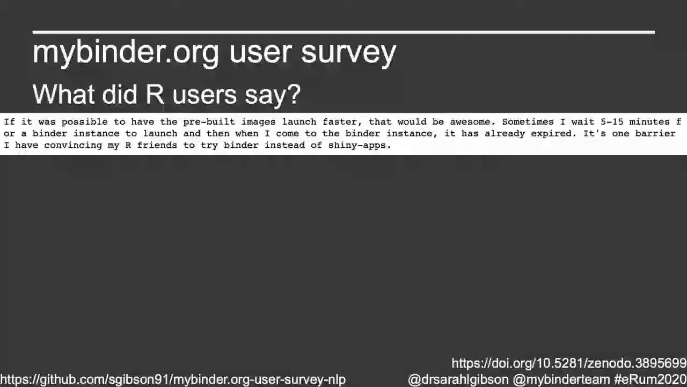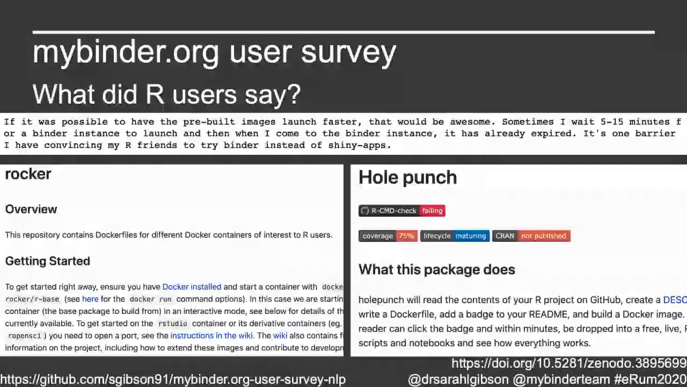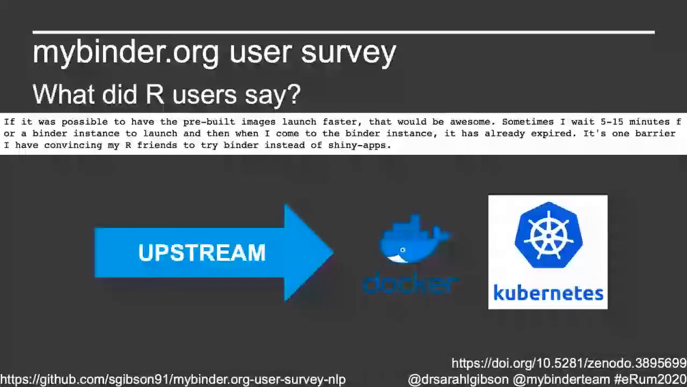I want to start by giving a shout out to two already community-driven projects that are already doing a lot to support our users using Binder. These are Rocker, which compiles Dockerfiles with different R setups, and Holepunch, which automatically generates Binder configuration files for your project. These projects are already going a long way to helping our user base. But part of this problem with the slow to launch thing is that we are reliant on upstream contributions to other open source projects to speed up our launches. For example, pulling images with Docker onto our clusters or allocating computational resources with Kubernetes.